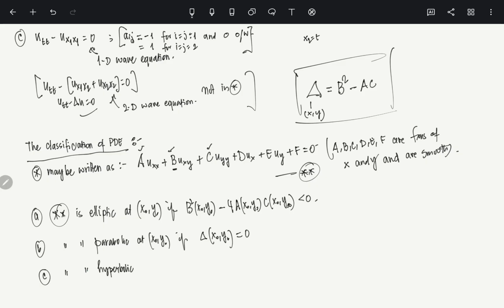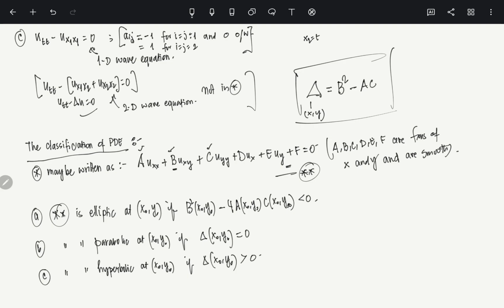This is just a name, don't worry about it, but this is a very standard notation which we are going to use: elliptic, parabolic and hyperbolic, because of the conic section idea. You see, this looks very much like a conic section, and we are getting that idea from there. So at the point x naught, y naught, if delta at the point x naught, y naught is positive, is greater than 0.